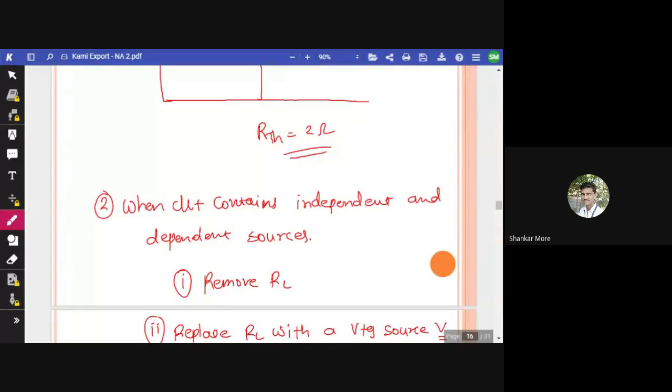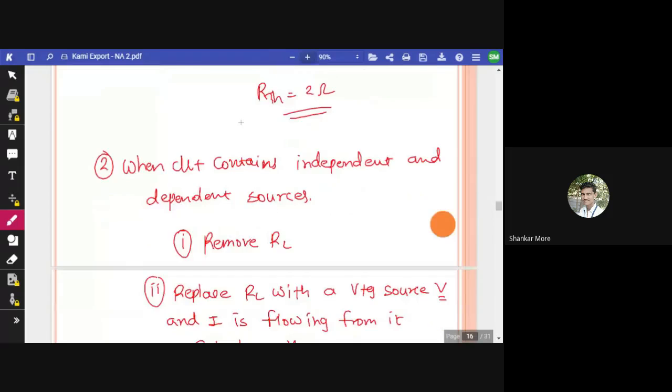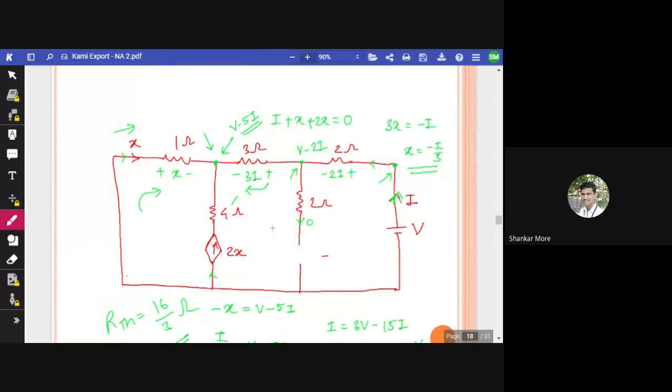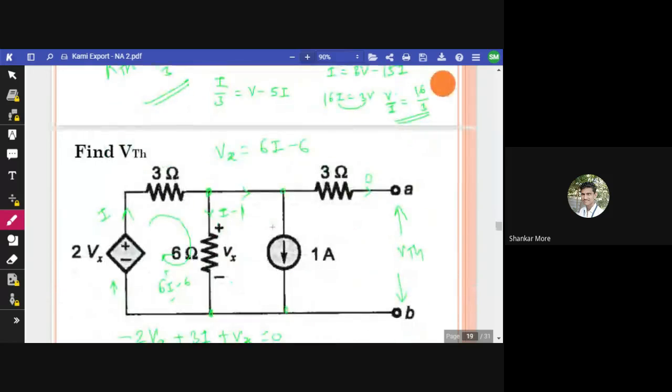So in that case, V by I, we have to calculate V by I, that will be equal to RTH. ठीक है, so इस तरीके से. And one more thing, we don't have to remove and we don't have to replace dependent voltage sources. हमें सिर्फ independent voltage sources को यहाँ पे भी replace करना है, but dependent sources will be as it is in their place, right? So yeah, already हम लोग देख चुके हैं. This was just a recap.